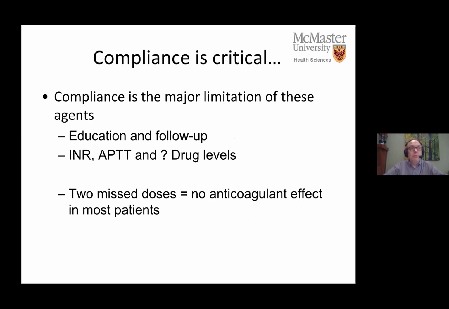Compliance is really important with these drugs. We forget this. Compliance is the major limitation of the direct oral anticoagulants. Patients should be educated, and it should be reiterated to them on a frequent basis that deep vein thrombosis and pulmonary embolism is a potentially fatal illness, and that they need to be compliant with their medications. Remember that if you miss 2 doses of apixaban, 1 dose of rivaroxaban, you're going to have no detectable anticoagulant effect. Not the case with warfarin, where you can go for days sometimes without the anticoagulant effect disappearing.